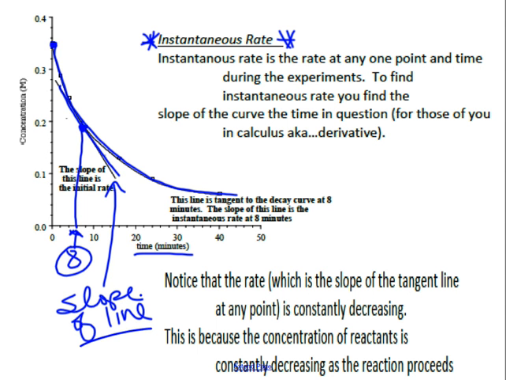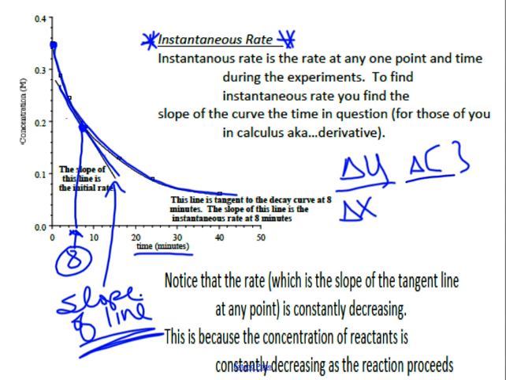The slope of that line is the rate at that time. Why is the slope a rate? What is slope? Change in y over change in x, right? Change in y is our change in concentration, and then change in x is our change in time. Isn't change in concentration over change in time a rate? That's the rate we look at in kinetics, right? How much the concentration changes over a certain time. So the slope of the line tangent to the curve at that time is the instantaneous rate at that time.